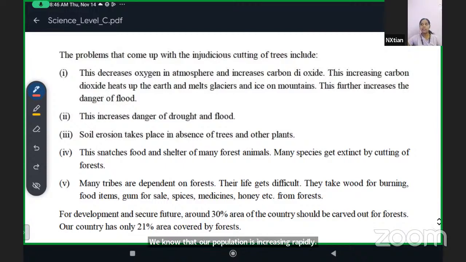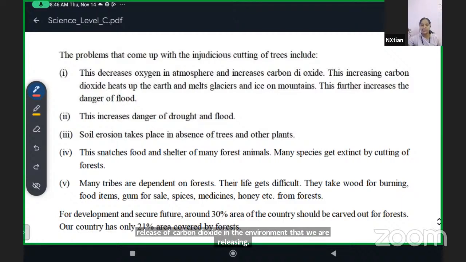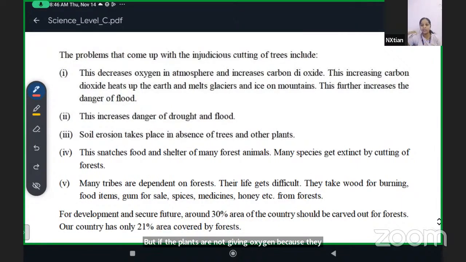So if there is only the release of carbon dioxide in the environment that we are releasing, but the plants are not giving oxygen because they are cut down, that is going to create a major imbalance in the environment of both the gases, oxygen and carbon dioxide. It will create a major imbalance. Okay. Why? Oxygen level is decreasing because plants are being cut. They release oxygen. Whereas carbon dioxide levels are increasing because our human population is increasing and we release carbon dioxide.